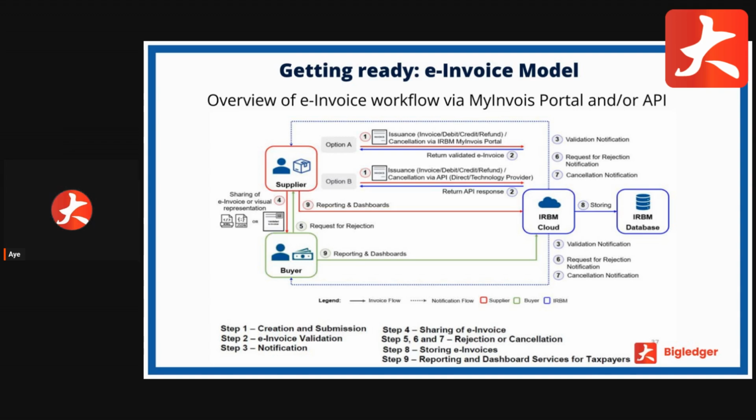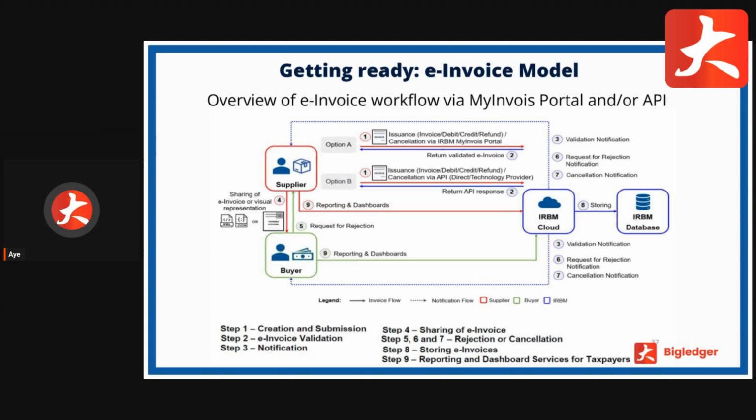Okay, then fourth step is sharing of e-invoice. The supplier side needs to share the e-invoice with the buyer, like a visual representation of the invoice. Usually if your e-invoice is validated, then you can generate a QR code and send it to your buyer if it's an individual submission. If it's a consolidated submission, then you don't need to share the e-invoice with your buyer. Since it's a consolidated e-invoice, there's no buyer, it's the general public.